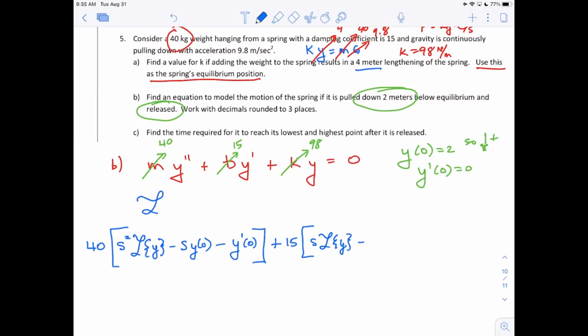So now this is gone. And then this is just y of 0. So that takes care of y prime plus 98. And then the Laplace transform of y is just the Laplace transform of y. There's nothing I can do with that. And that equals 0 because the Laplace transform of 0 is 0.